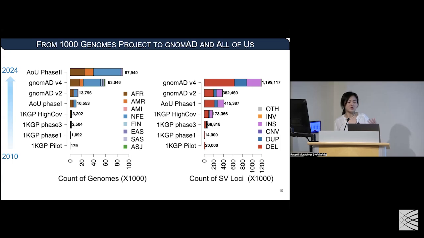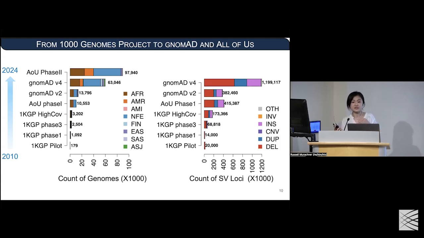Then when it comes to gnomAD and All of Us, our mass capacity is at almost 10,000 samples in the All of Us phase 2 study, and a little bit over 63,000 samples in gnomAD v4. By the way, for the gnomAD v4 study, the SV callsets were actually generated and cross-genotyped across over 140,000 genomes.